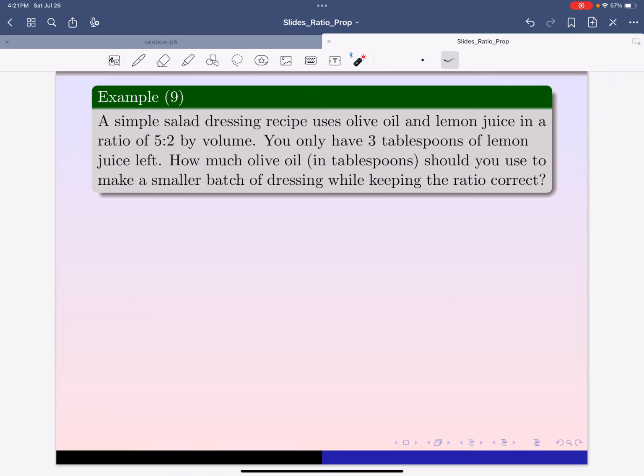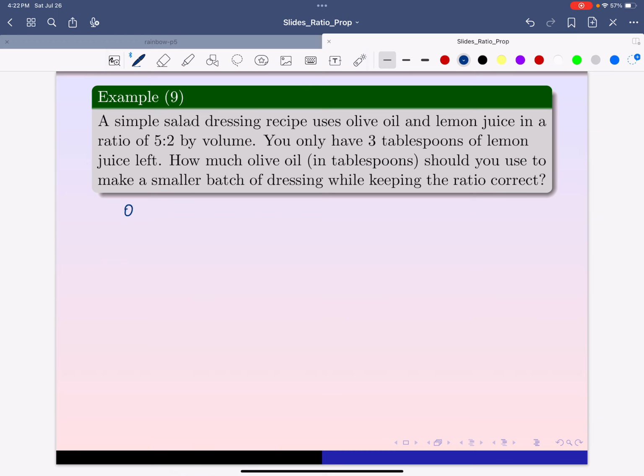Example 9. A simple salad dressing recipe uses olive oil and lemon juice in the ratio 5:2. So for every 5 olive oil, we need 2 lemon juice. You only have 3 tablespoons of lemon juice left. How much olive oil in tablespoons should you use to make a small batch of dressing while keeping the ratio correct? So we can set up a proportion.